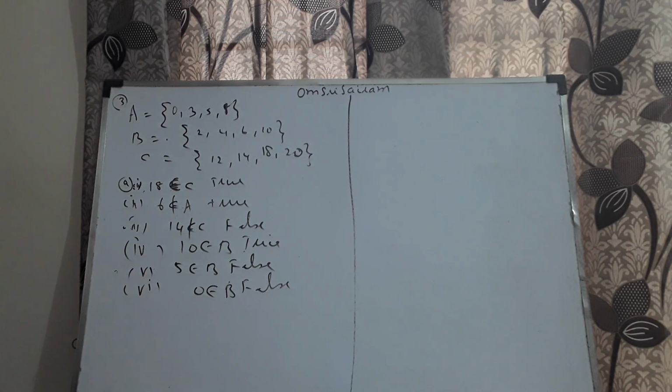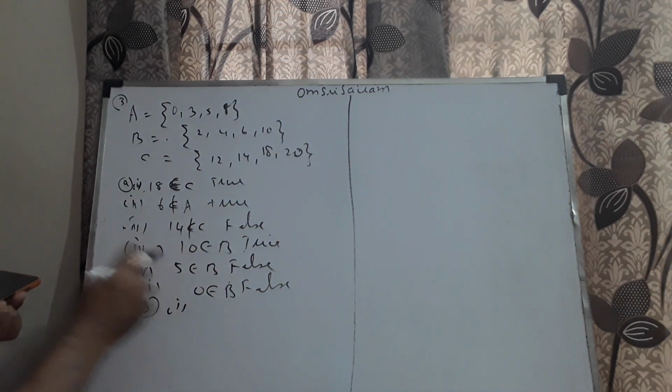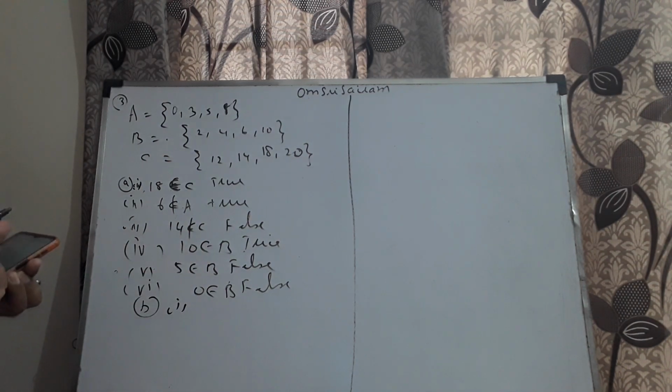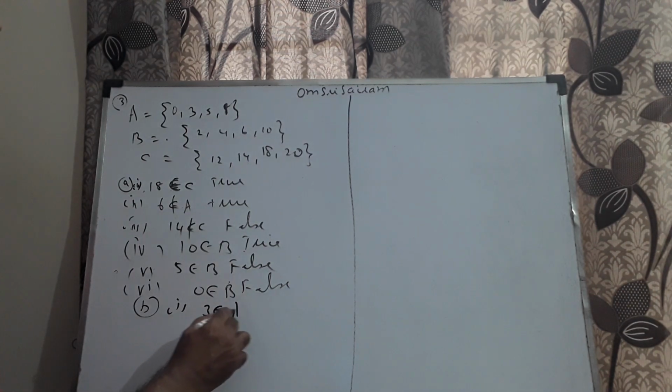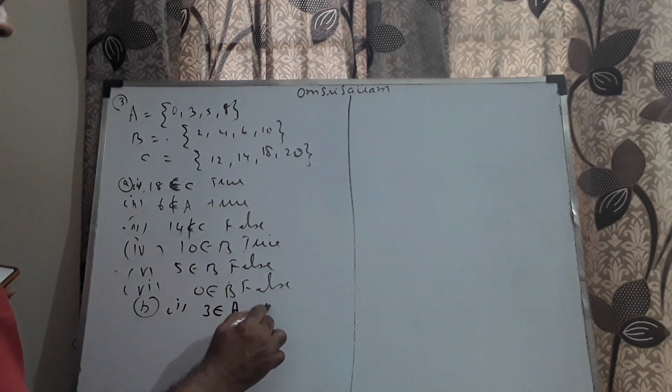Okay, then next one is fill up the blanks. You are supposed to fill up whatever is needed. Let us see. You are given submission 1. There are various submissions. First one, he says 3 belongs to which set? A. This is what is to be filled up.